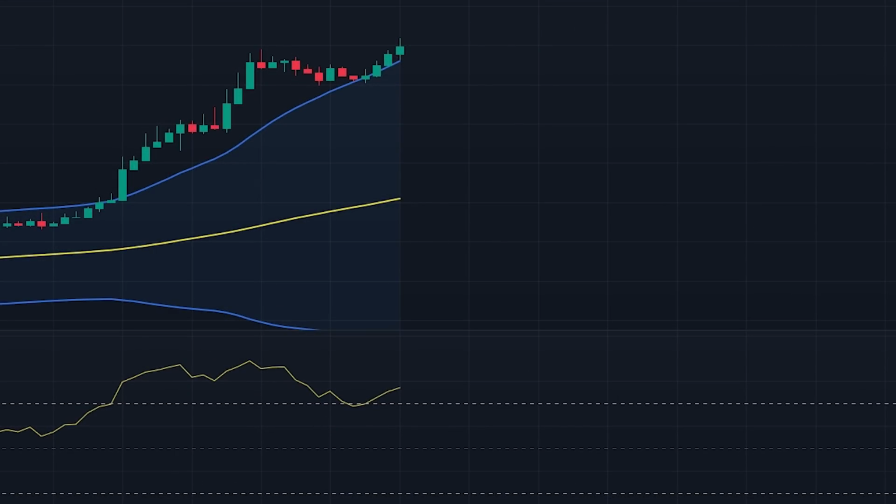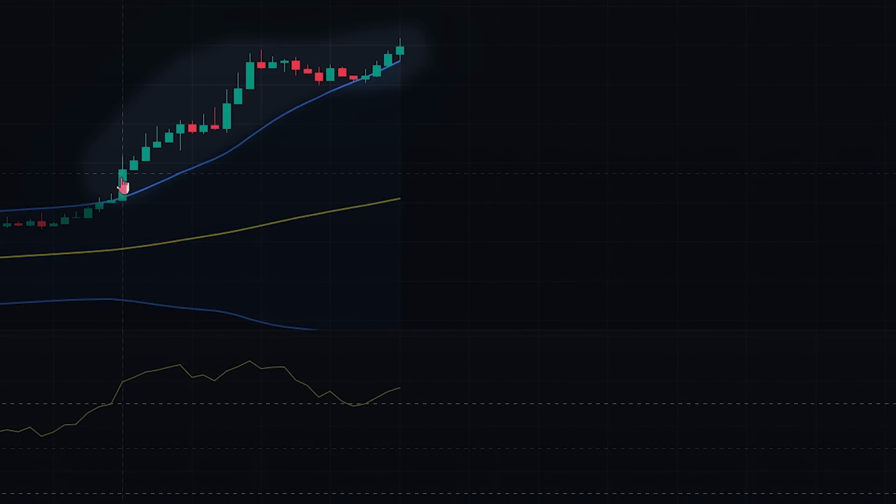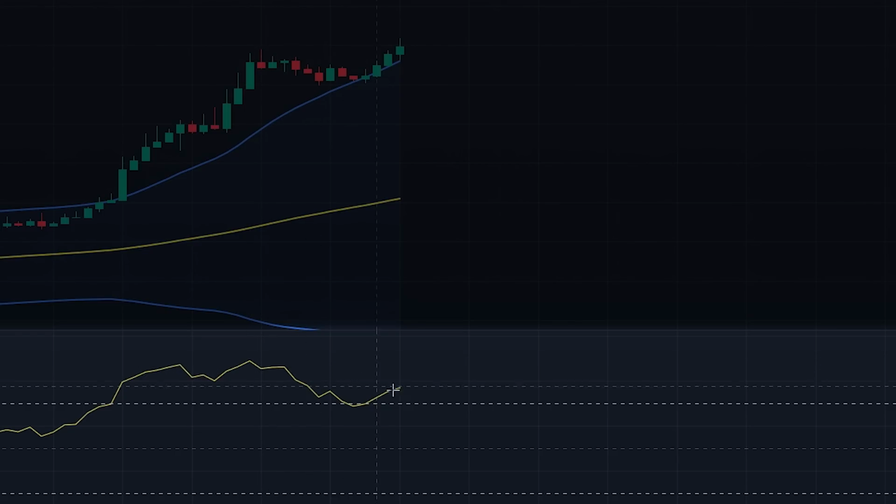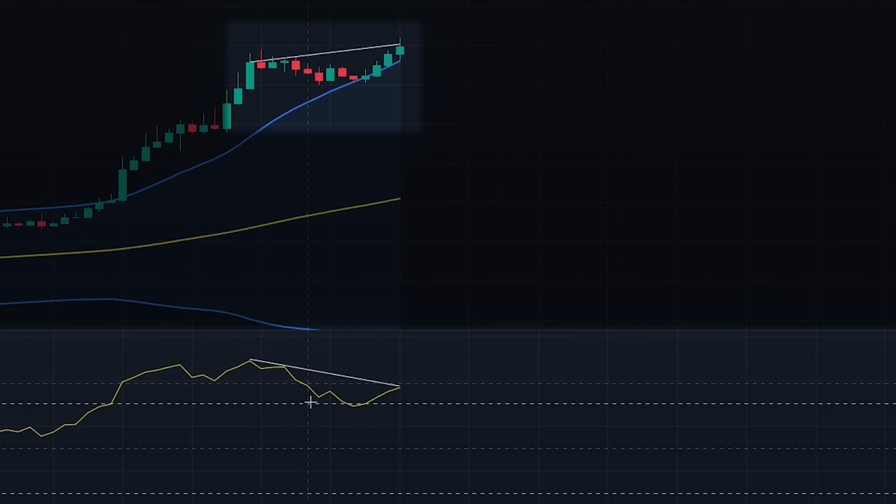For a sell position, the following conditions will need to be met. Firstly, the price will need to close above the upper Bollinger Band, indicating that there is a large gap between the moving average and the price. After making sure that's the case, we will take a look at the RSI indicator for confirmation. There will need to be a bearish divergence. A bearish divergence is when the price makes higher highs while the RSI indicator makes lower highs. As you can see, this is the case.